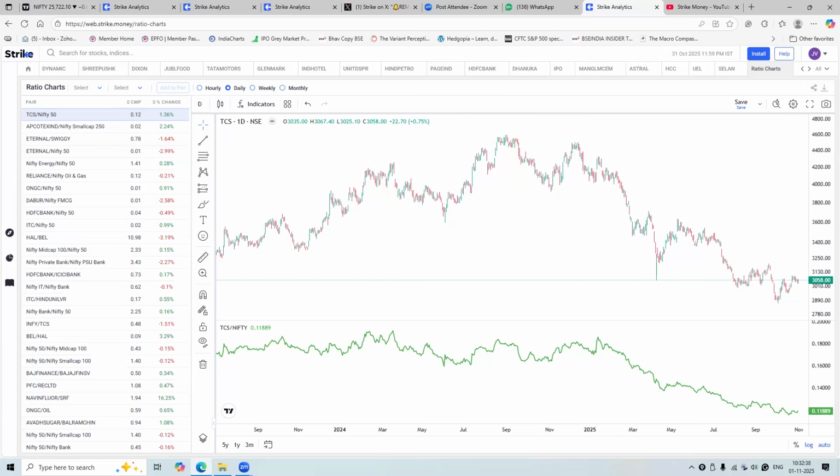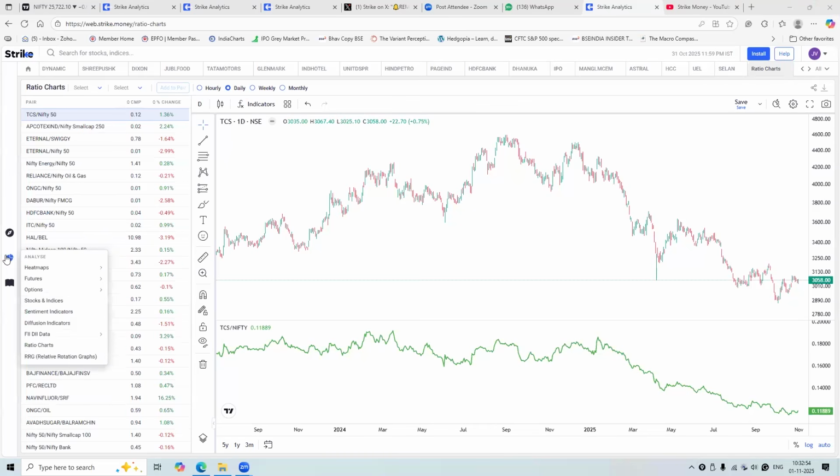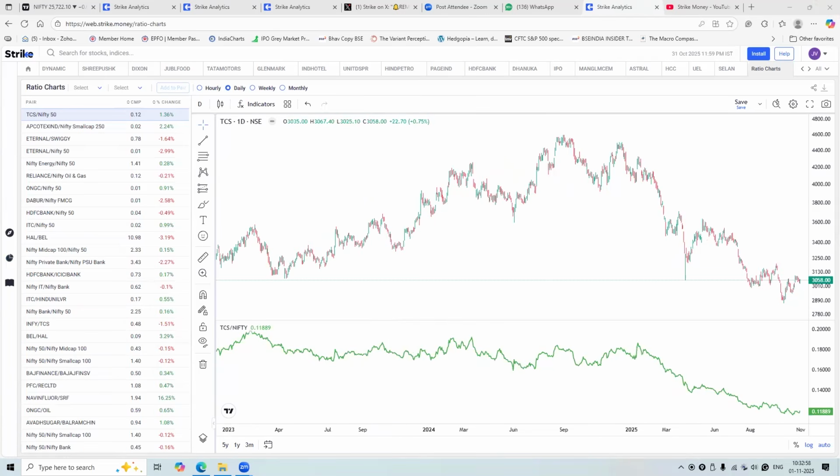Jay, this percentage of OI change, will that be only futures or including options also? No, only futures. Whatever we'll be speaking about will be only futures. And the screen you are showing now, the TCS Nifty, the down indicator, will that come automatically when we open the stock?